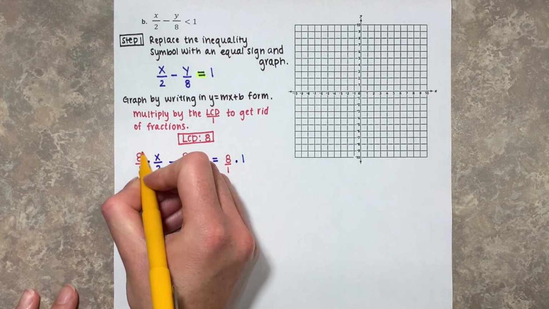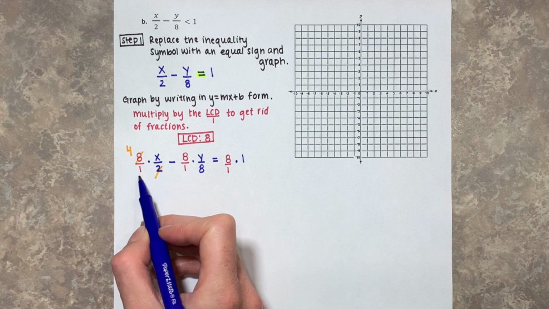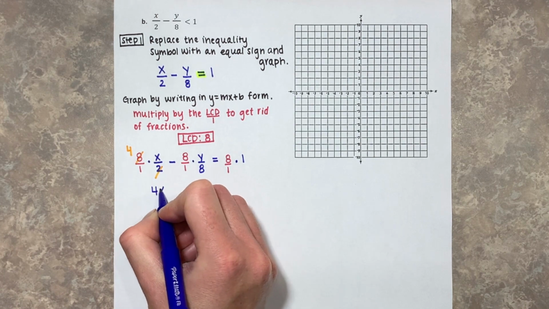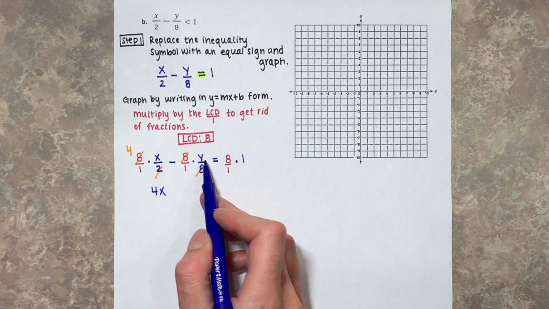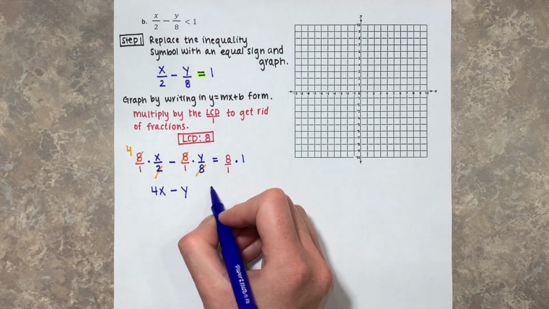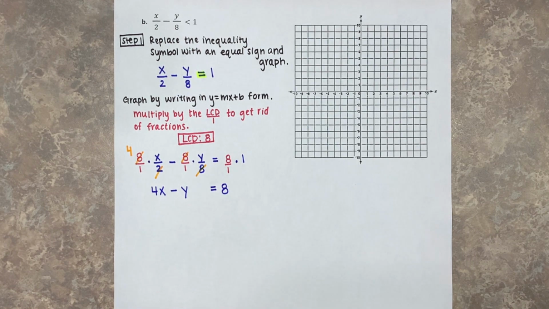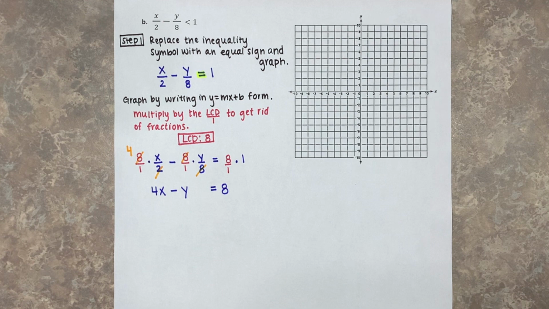Let's see. 8 divided by 2 gives us 4, so we're left with 4x over 1, or 4x. These 8's cancel, so we're just left with negative y over 1, or negative y. And 8 times 1 gives us 8. Now we've used the LCD to get rid of our fractions. Now we can isolate y.